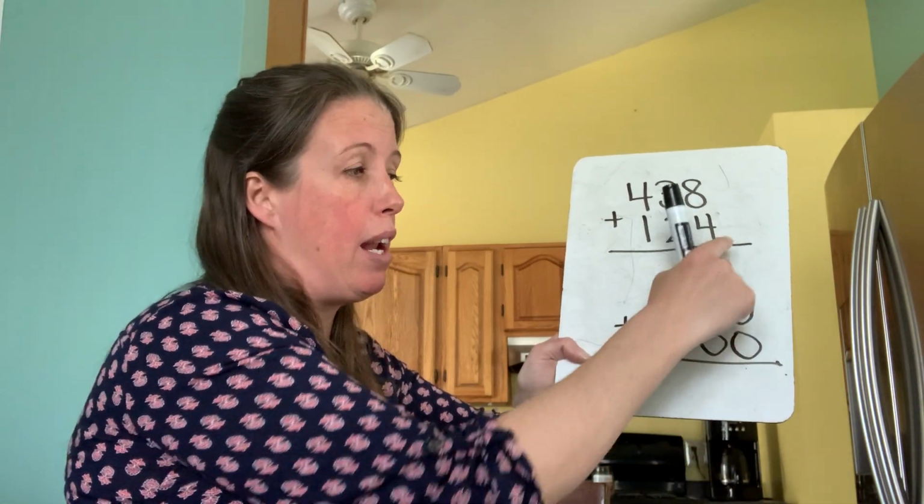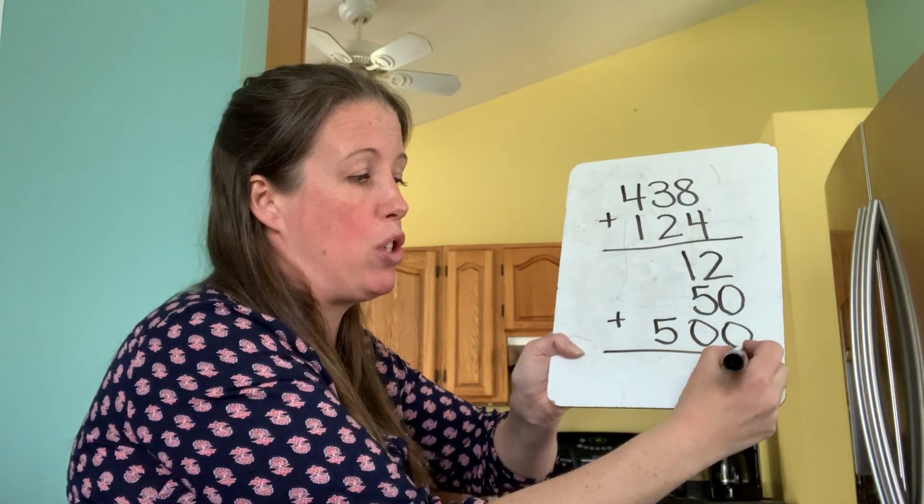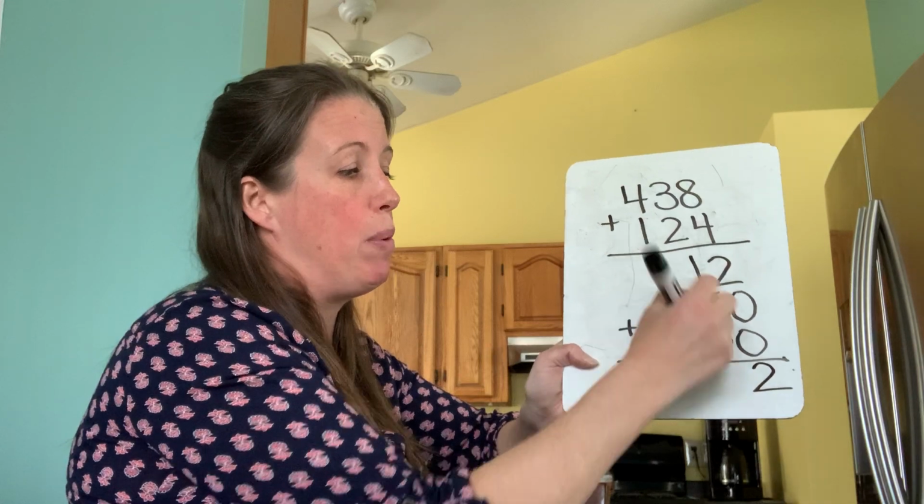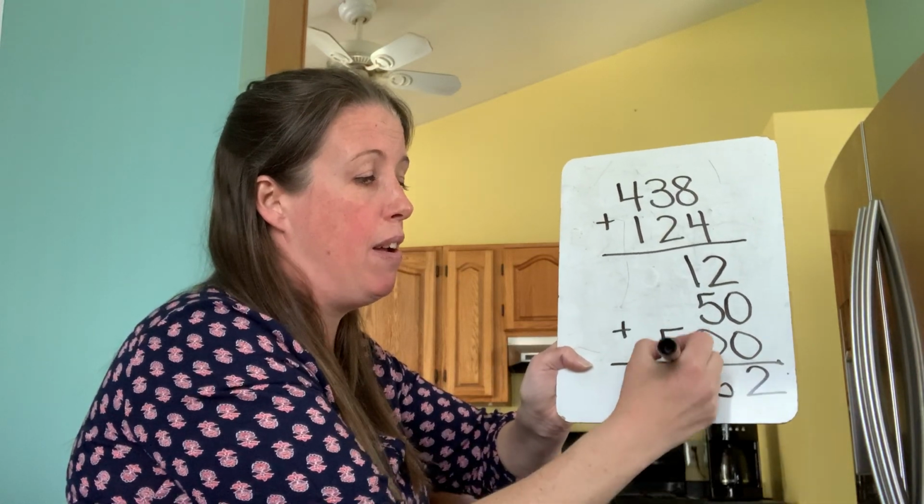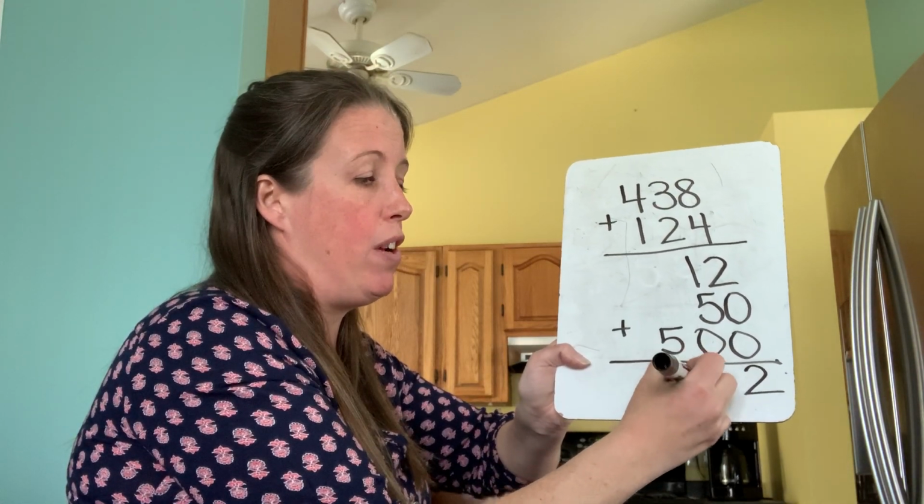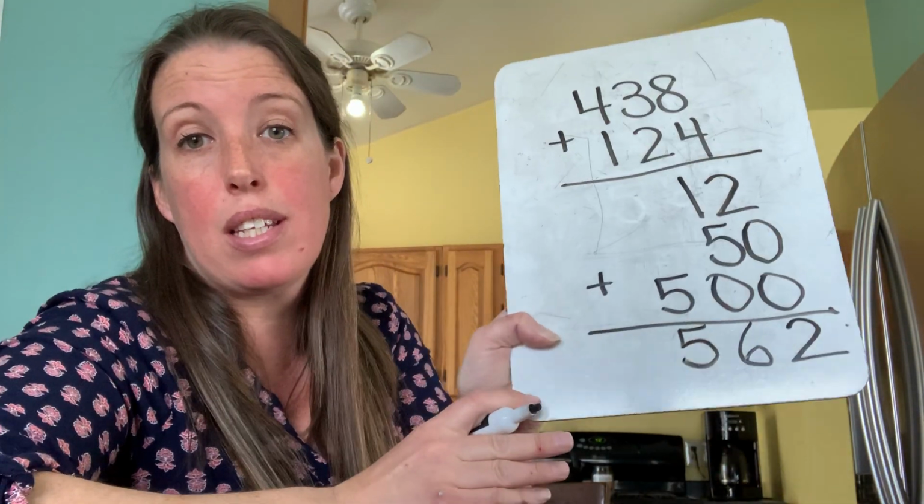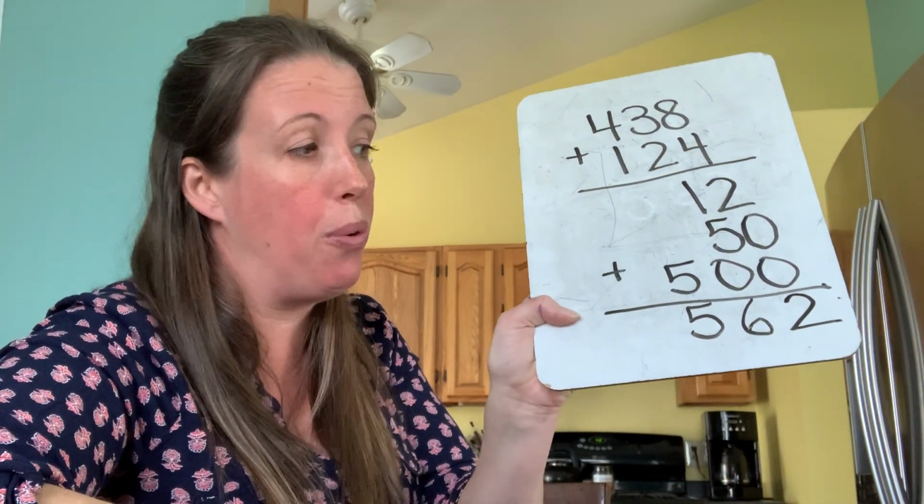Or you can add them according to place value. So I have 2 ones, 5 plus 1 is 6 tens, and then 5 hundreds. And again, we get the answer 562. Okay, so that was the inventive algorithm. Now we'll move to my favorite, number discs.